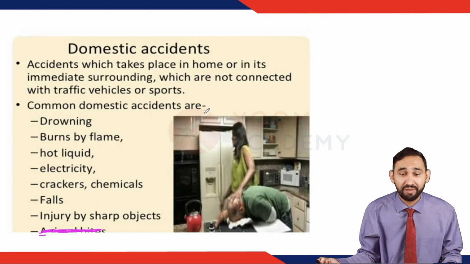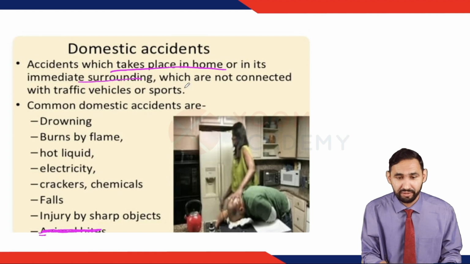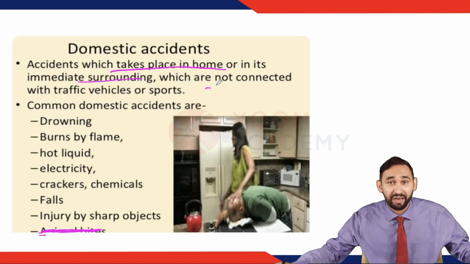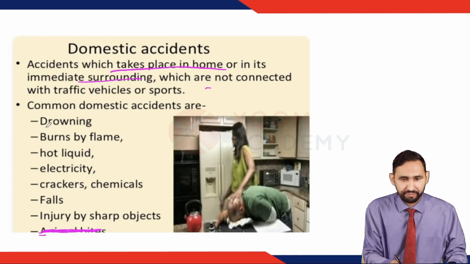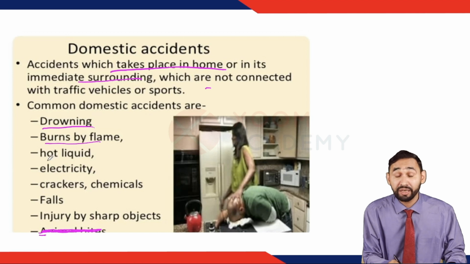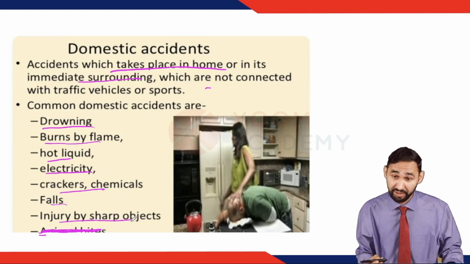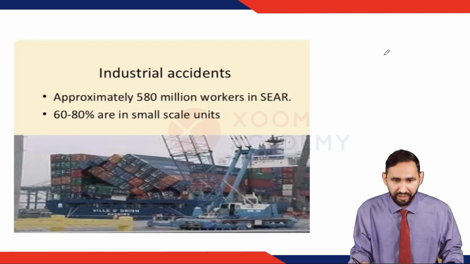Now, we will discuss domestic accidents. Accidents which can take place at home or inside home or in its surrounding, not connected to road traffic accidents, are called domestic accidents. What are common domestic accidents? Drowning, burns by flame, hot liquid, electricity, crackers, chemicals, falls, injury by sharp objects or bite by animals. These are the common domestic accidents or household accidents.